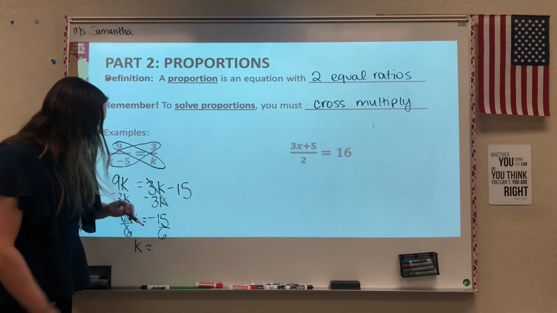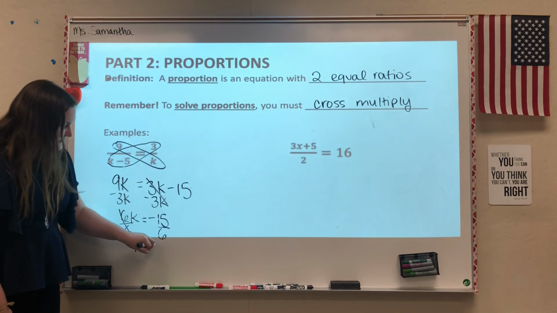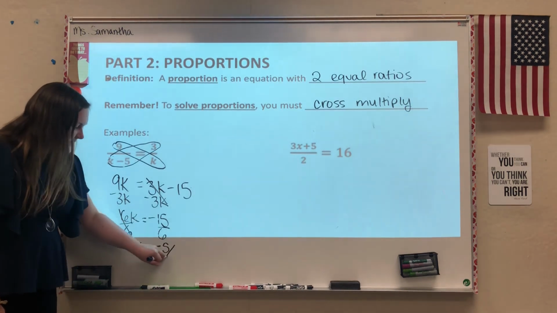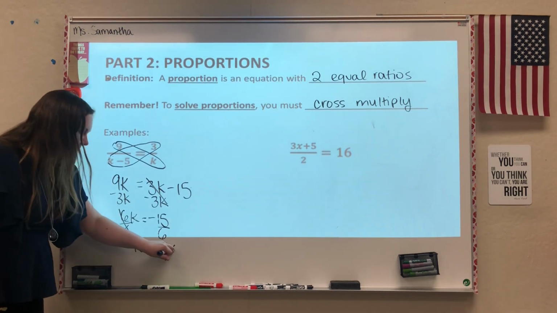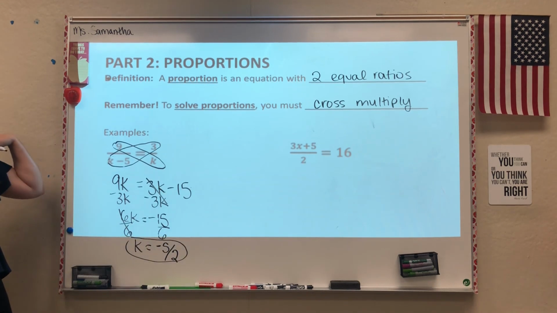3. If you do that, negative 15 divided by 3 is negative 5. And then 6 divided by 3 leaves you with 2. So we get this for our final answer.